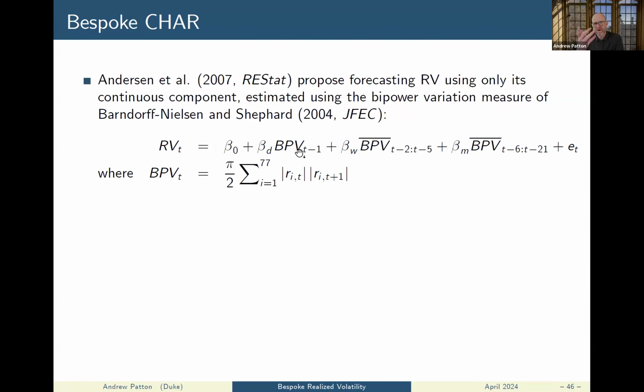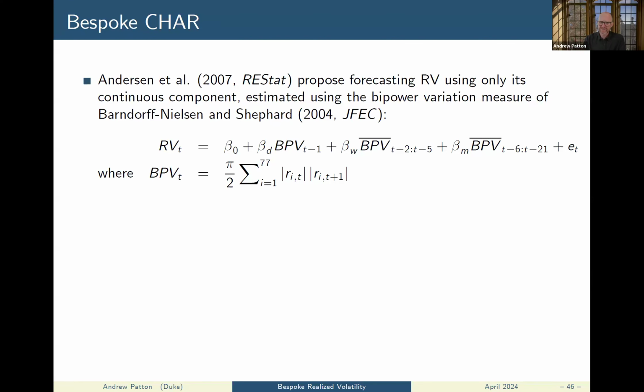So one measure of the continuous variation is this bipower variation proposed by Barndorff-Nielsen and Shephard. It is the sum of absolute 5-minute returns multiplied by their lead or lag. So rather than take the squared return, we use 1 period lead or lag of this thing. This pi over 2 is an adjustment to make sure that it's centered on the right quantity. So the pi comes from the fact that at high frequencies, the continuous return is normally distributed. It's coming from the Brownian motion increment.